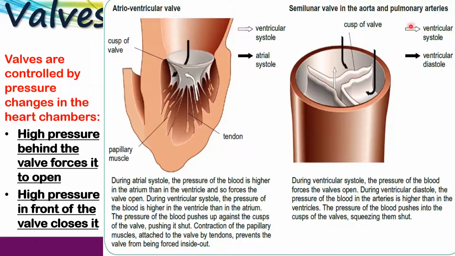Talking about the semilunar valves in the aorta and the pulmonary arteries. Again, the black one shows the ventricular diastole, when the ventricles are relaxing. And the ventricles are contracting, so you can see this arrow here.